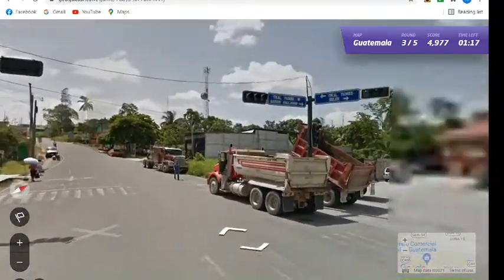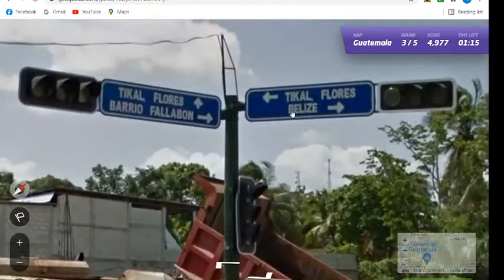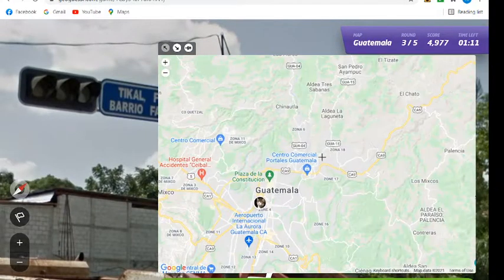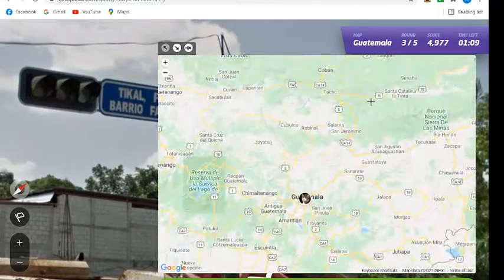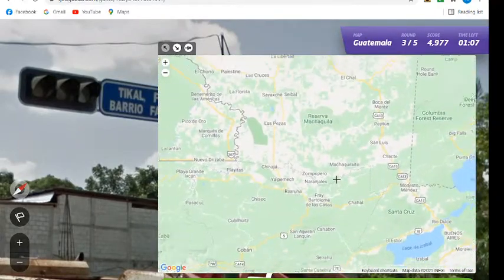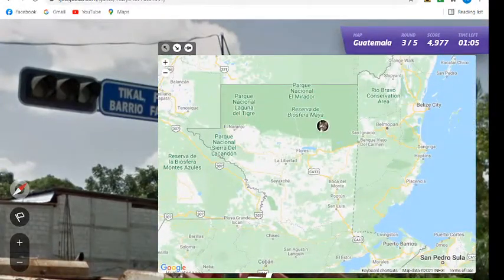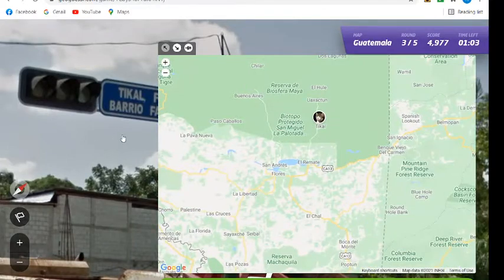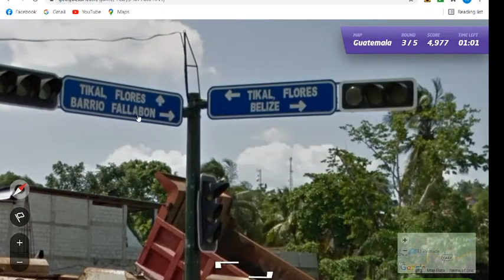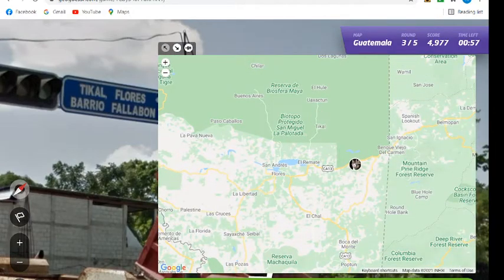All right. Okay, we have Tikal and Flores that way, and Belize is that way, suggesting that we are, in fact, not near Guatemala City at all. Tikal is up in the forest preserve. It's an important Mayan site. I mentioned Flores already. Belize is that way.